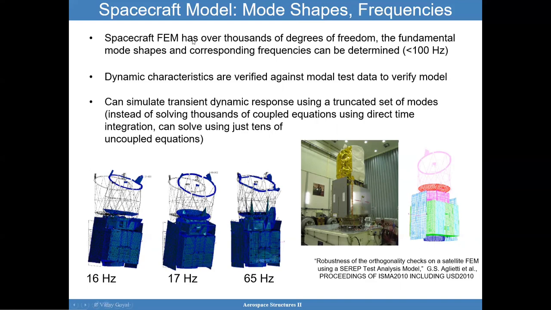The spacecraft finite element model has thousands of degrees of freedom. And we're interested in mode shapes and frequencies below 100 hertz. That's because these are the frequencies that can interact with the low frequency environments from the launch vehicle side. So what we really want to do is to verify these models by keying on the dynamic characteristics of the spacecraft model. And what I want to do is to validate that against modal test data. So I want to be able to shake this spacecraft and then get the mode shapes from the testing and then compare them with the mode shapes that I get from my analysis.